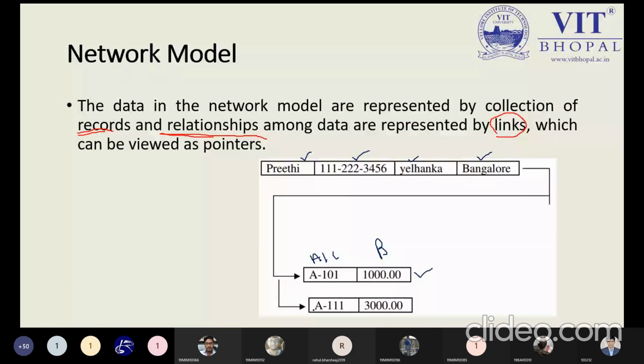Another part I can say, A456, and her balance will be over here. That is 5000. And why is it representing a network model? Because only this customer has three different accounts, so through the links I can represent such detail about her account details over here. So it can be represented as a linked list.